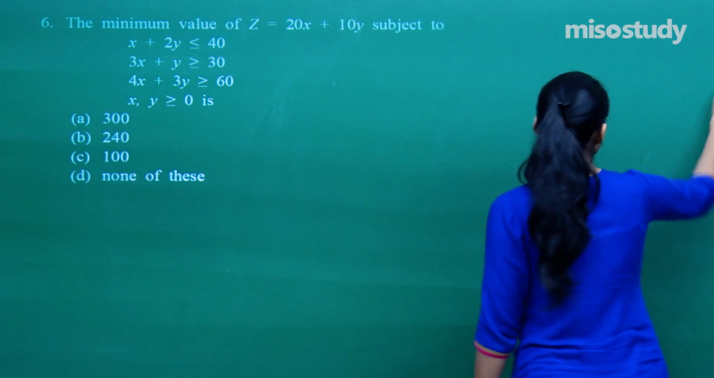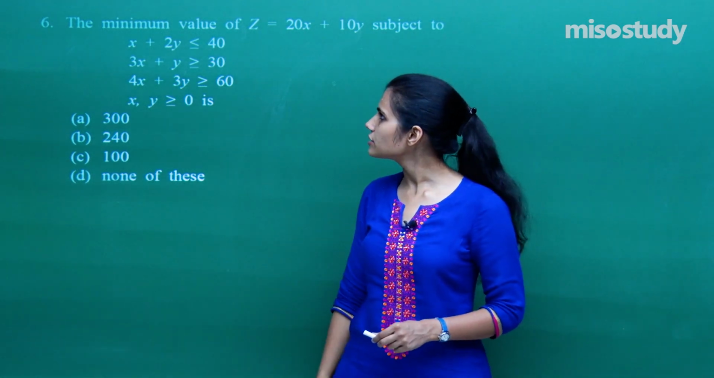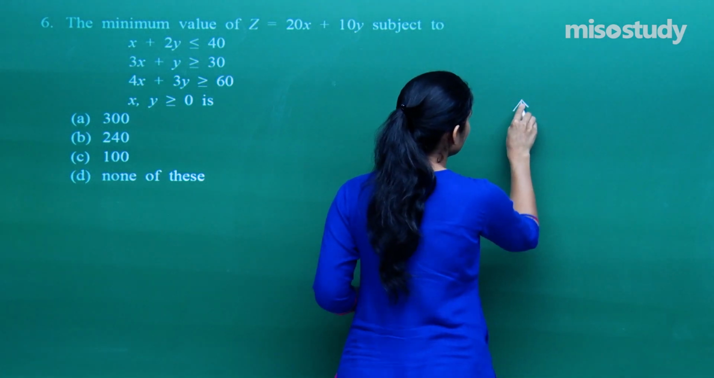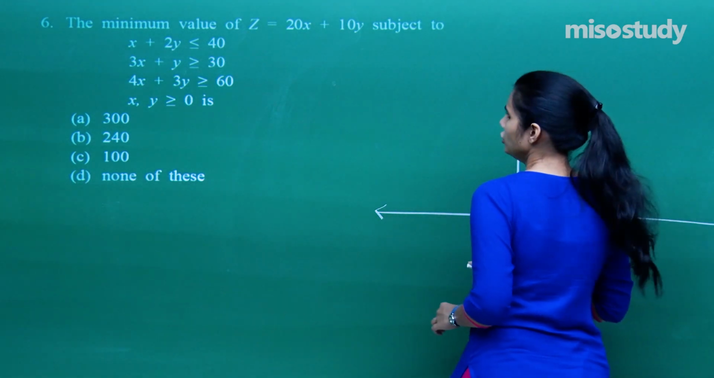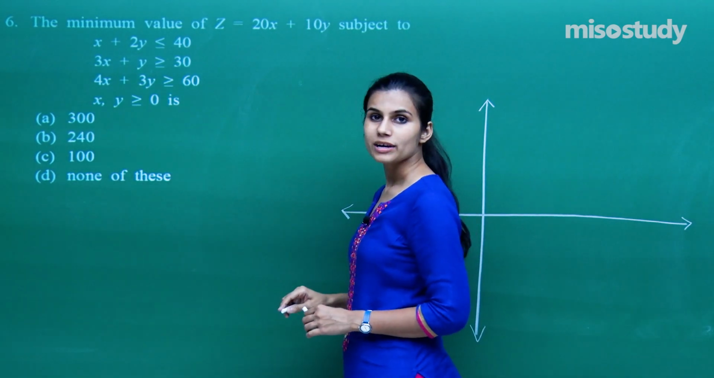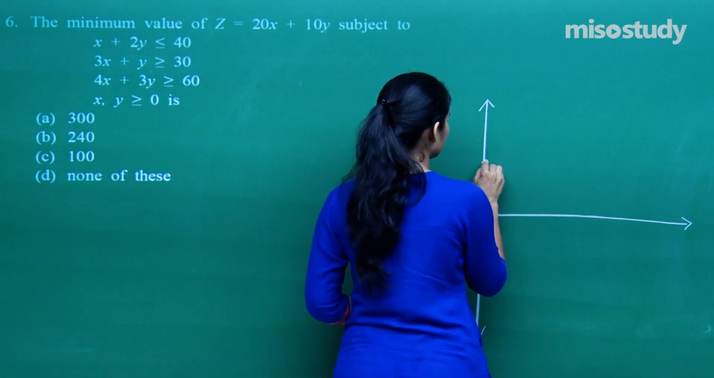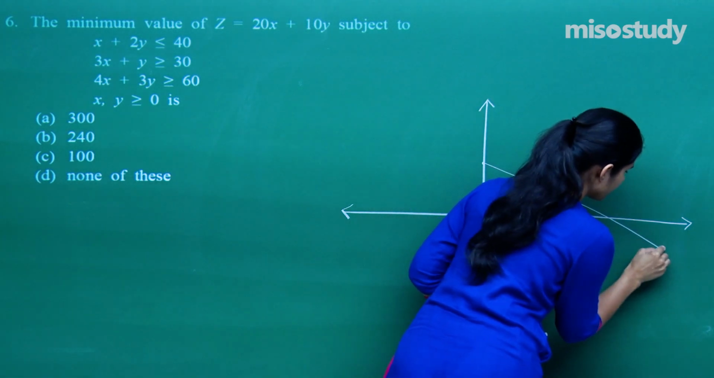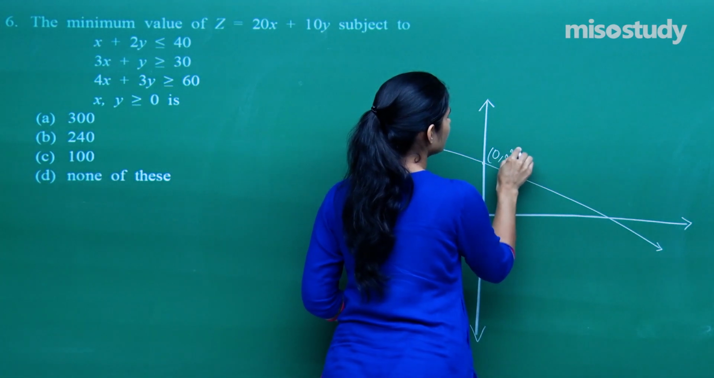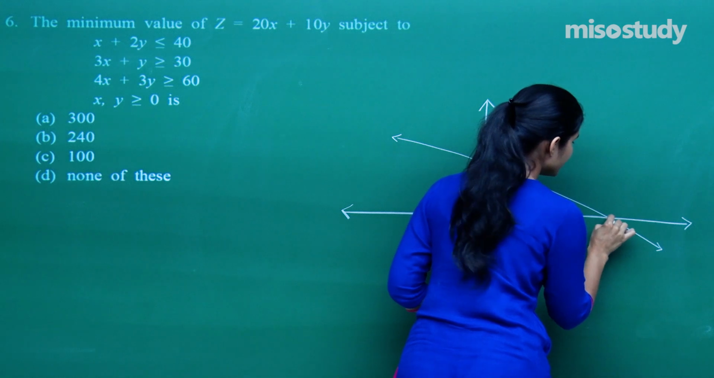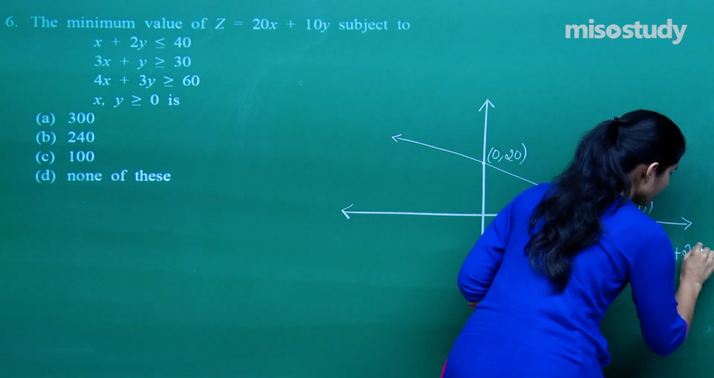Moving to the next, we have the minimum value of z equals 20x plus 10y subject to all these constraints. So the question is asking us the minimum value of this particular objective function subject to these constraints. Let's try to understand what the feasible region is. First is x plus 2y less than or equal to 40. What do we do? x plus 2y equals 40. When x is 0, y is 20. When y is 0, x is 40. So you basically get a line like this. When x is 0, y is 20. When y is 0, x is 40. This is x plus 2y equals 40.